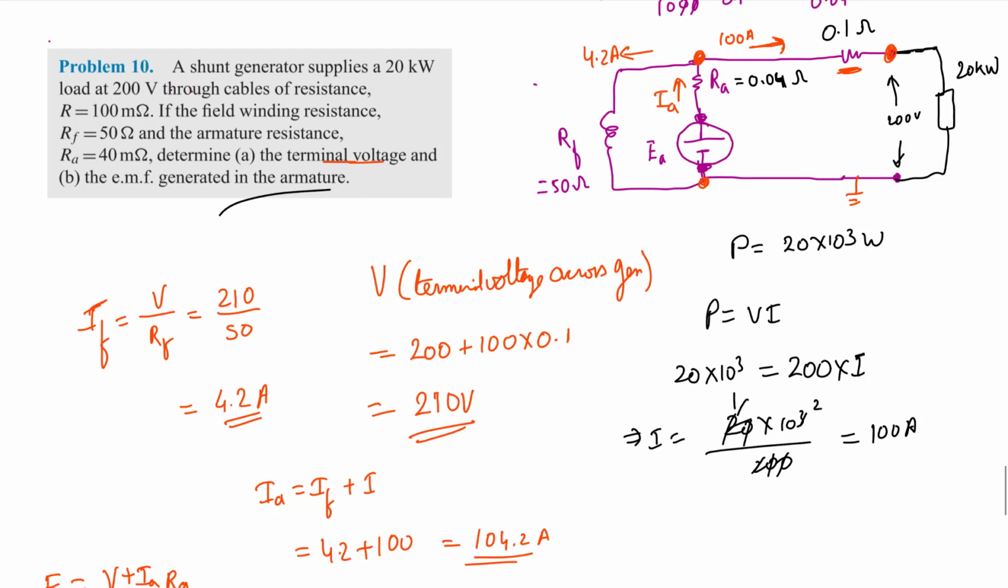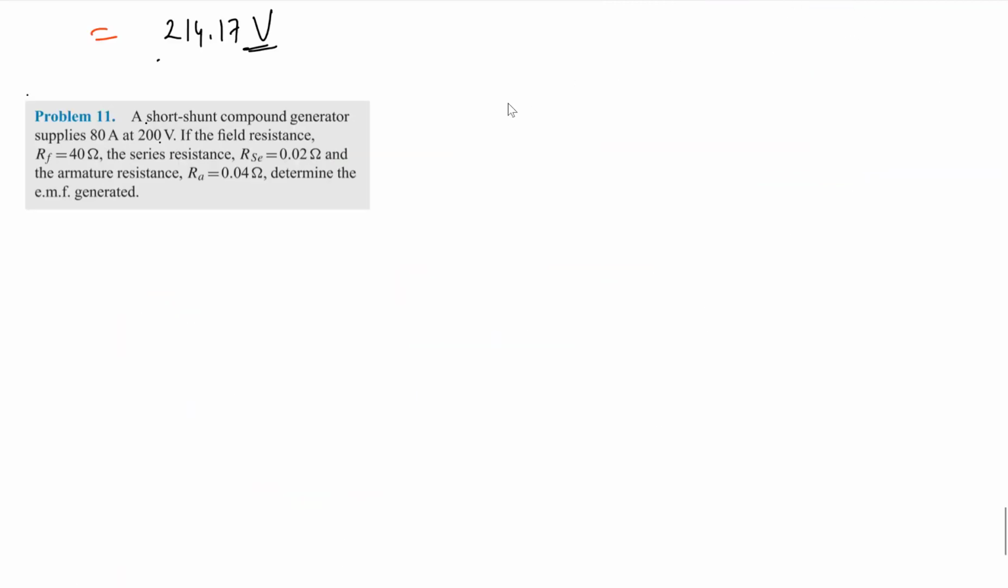So let us see problem number 11. Here the question given is a short shunt compound generator. The compound generator has a shunt winding as well as a series winding, so it's a mix of series and shunt. Here it is short shunt, meaning the shunt field winding is just across the armature. We will see the figure just now.